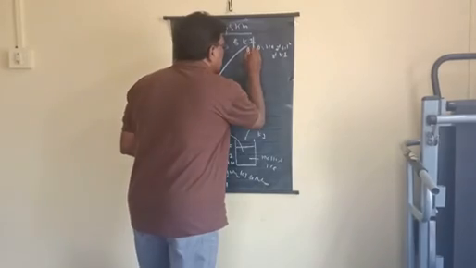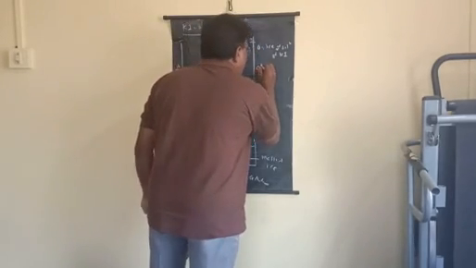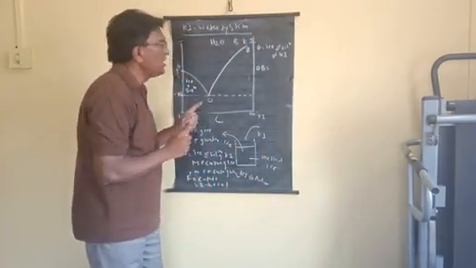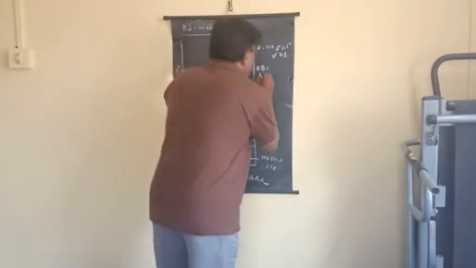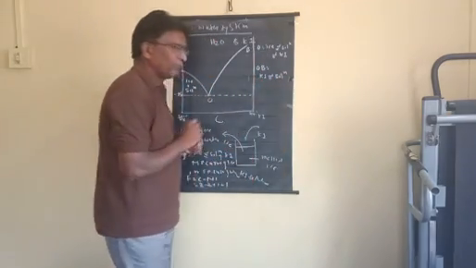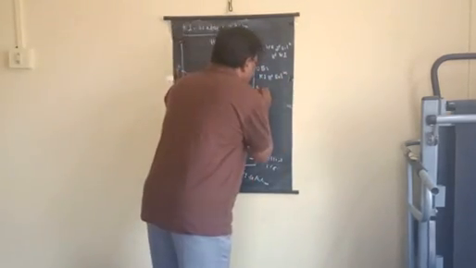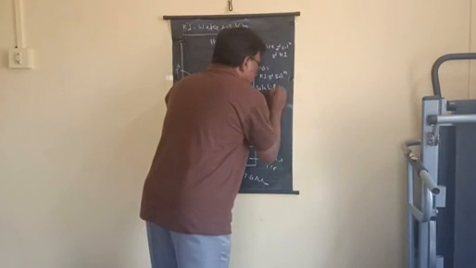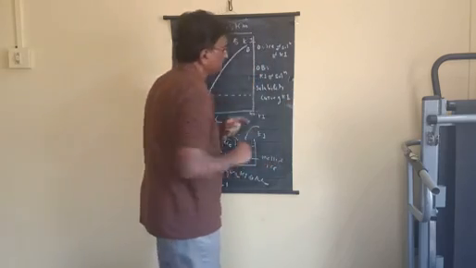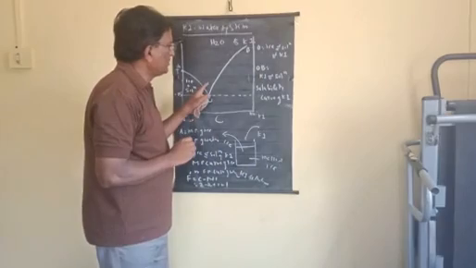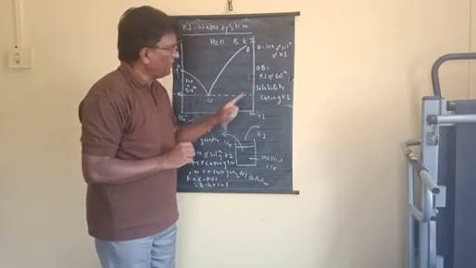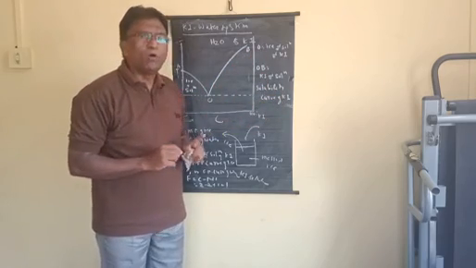And we will come across this curve OB. That means along this curve, KI remains in equilibrium with solution of varying composition, and therefore it is called the solubility curve of KI.